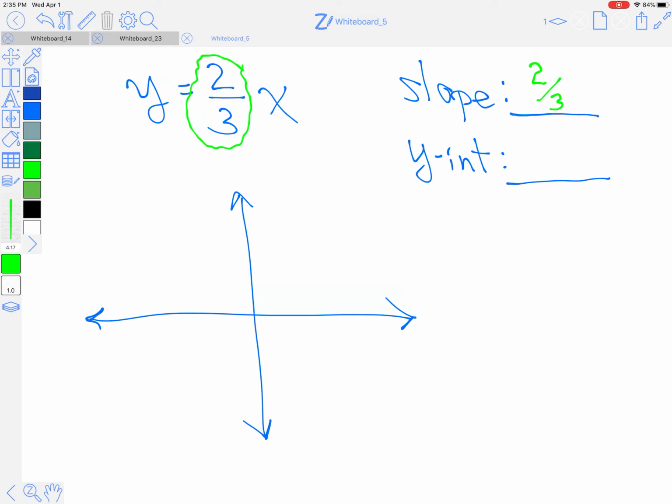The y-intercept now. The y-intercept is supposed to be some number that comes after the x, and I don't see anything there. And that's okay. If there's nothing there, it's really like there's an imaginary plus 0 there. So my y-intercept is just at 0.